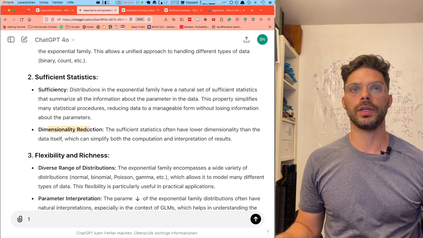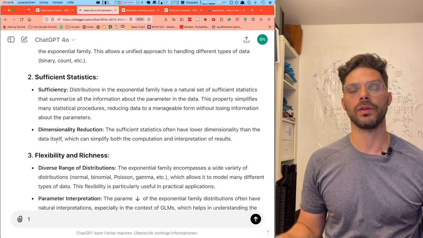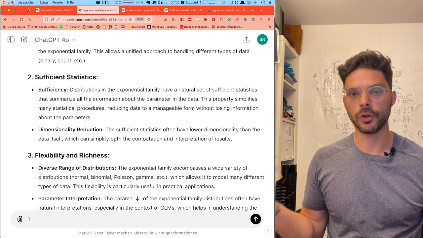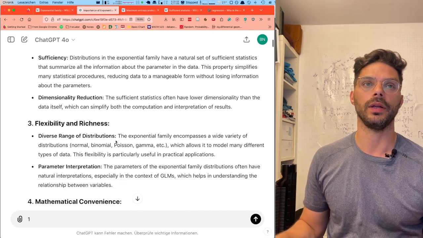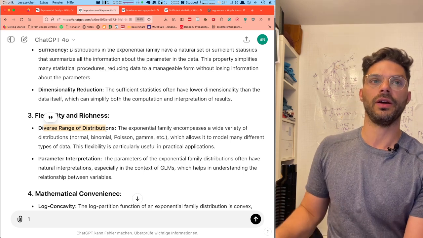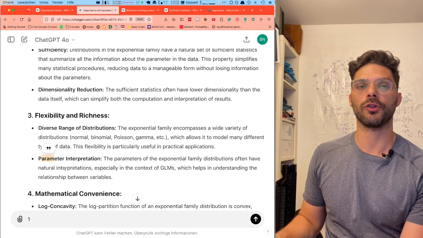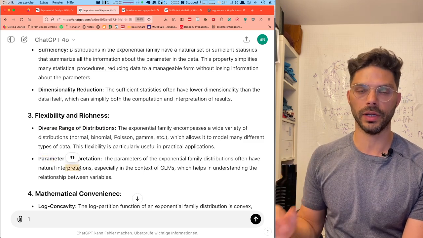And dimensionality reduction. The sufficient statistics often have lower dimensionality than the data itself, which can simplify both the computation and interpretation of results. Okay, yeah, indeed. Diverse range of distributions, we just saw that. So many of them are in that family. Parameter interpretation: they often have natural interpretations. Okay, then we'll see some of that actually in the example.